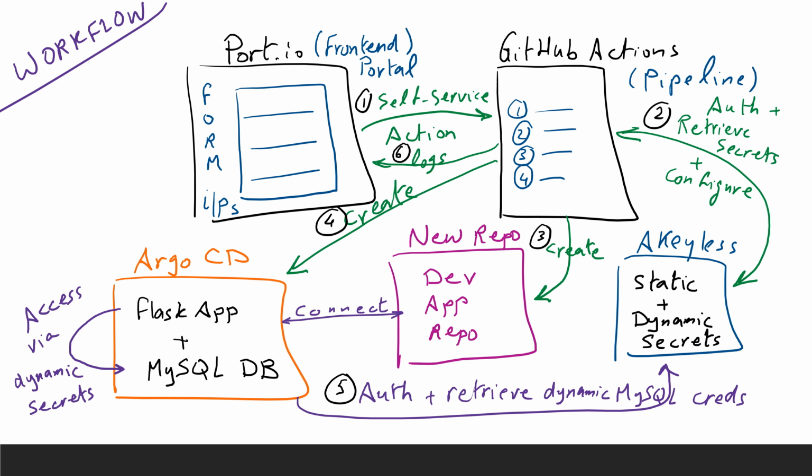And then finally, the logs come back from the GitHub Actions. Once it's completed, it will give you some logs in port. As a developer, you can see the URL of your new repo. You'll see the ArgoCD dashboard in port and a few other things that you can define there. And then finally, you'll have your developer start doing their work in this new repo.